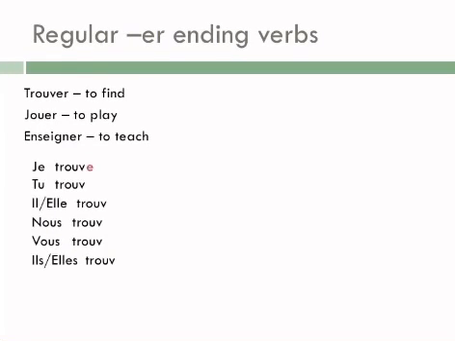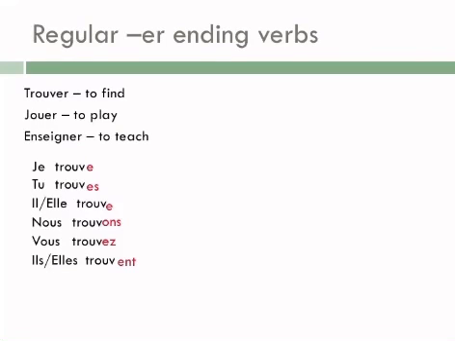Je trouve. With je, you are going to add e. With tu, es. With il, e. With nous, ons. With vous, ez. And with ils, ent. So you will need to follow the same rule for all the regular er ending verbs.